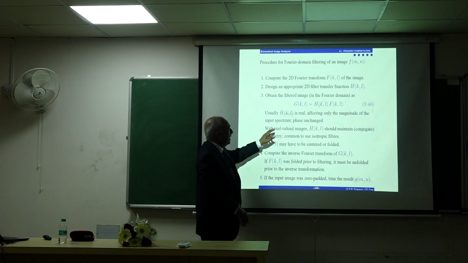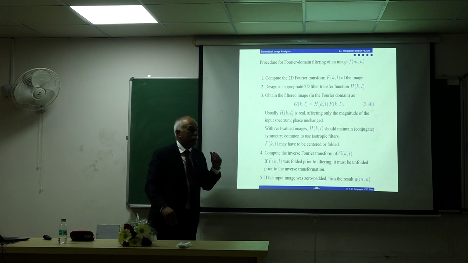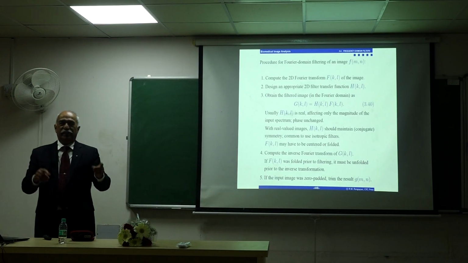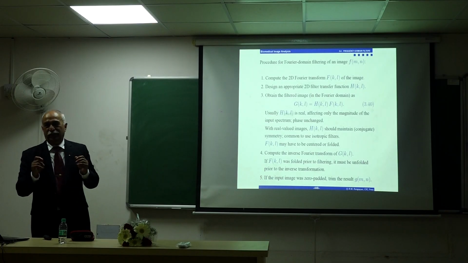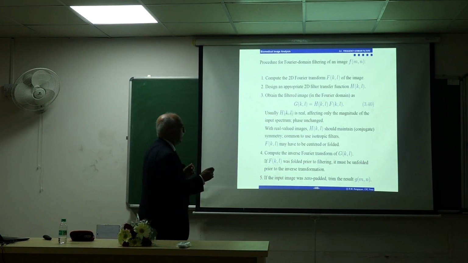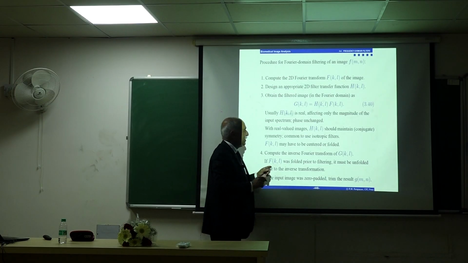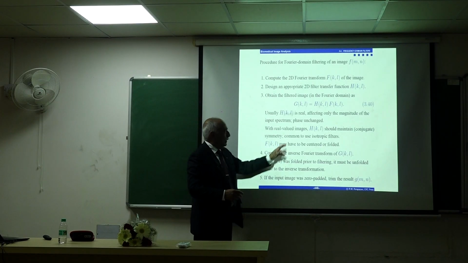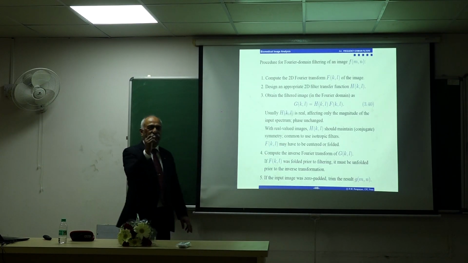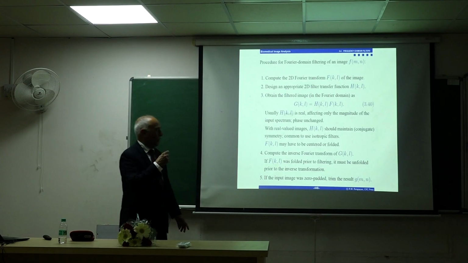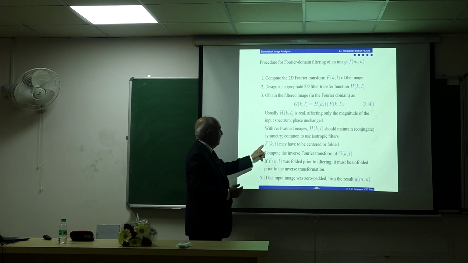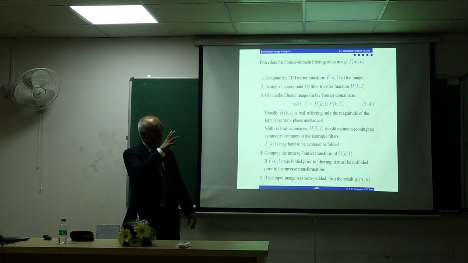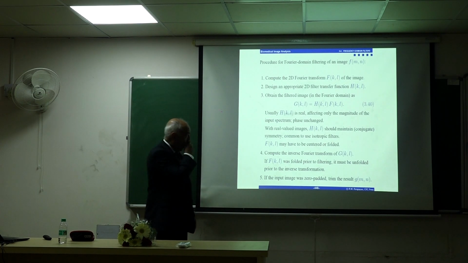With real valued images, HKL should maintain conjugate symmetry. The input image is real, so its Fourier transform has conjugate symmetry. So HKL must be conjugate symmetric, but since it is real, it will be symmetric. Typically one uses isotropic filters, so radially it is the same. FKL may have to be centered or folded depending upon how you have created HKL in your software.